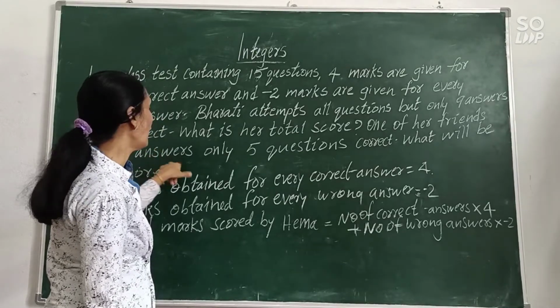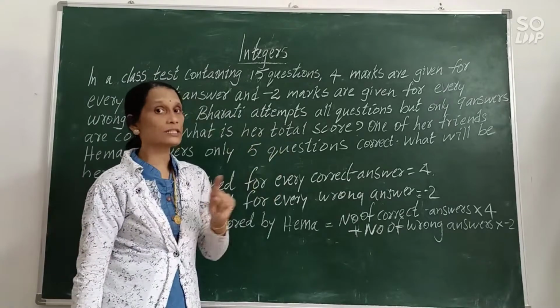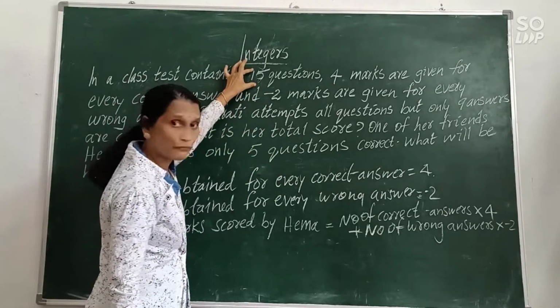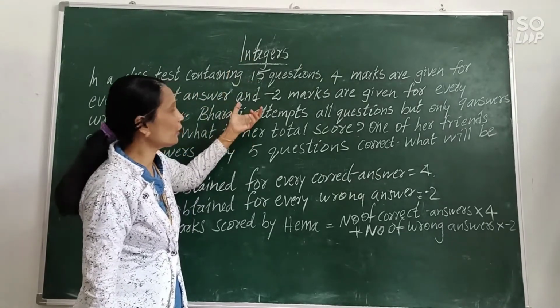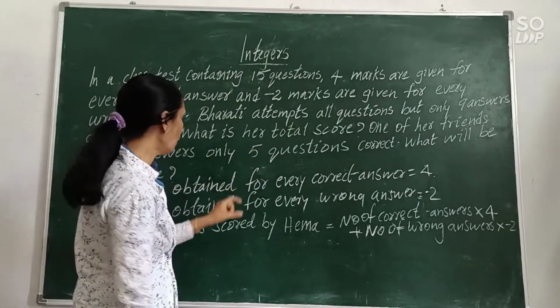Friends, Hema answers only 5 questions correct. So if 5 questions are correct, how many incorrect questions for her? Total number of questions are 15 only. Out of 15, 5 is correct. So how many wrong? 10 questions are wrong. 15 minus 5.